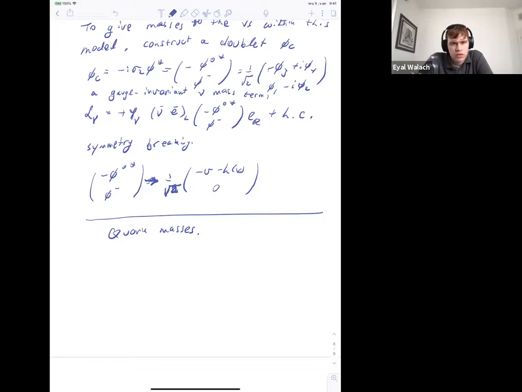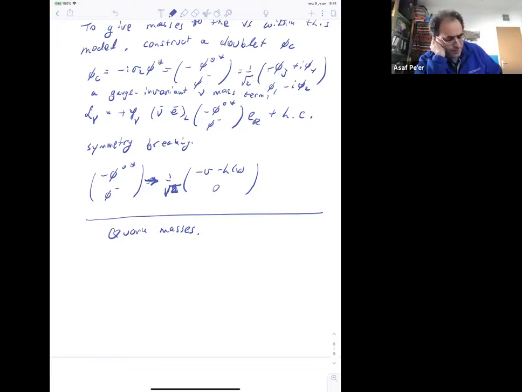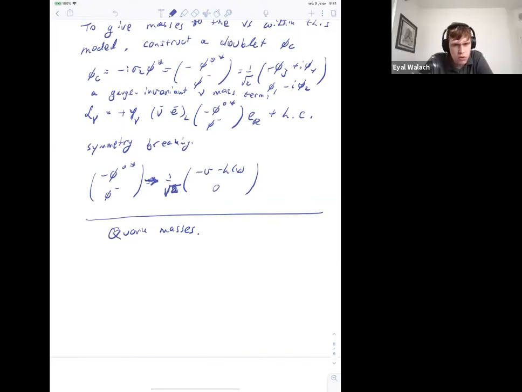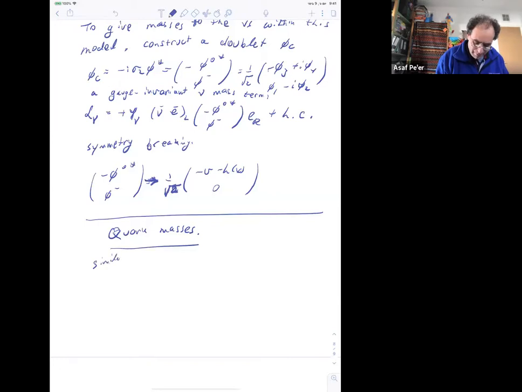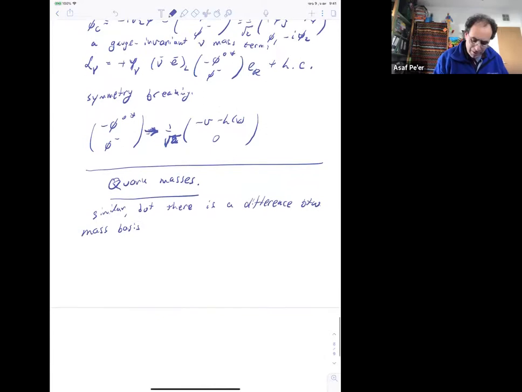Because there's another symmetry involved. Yes, what is that? The SU(3), the symmetry of the strong interaction. Okay. What I meant is something simple. We have a difference between the mass basis and the interaction basis. Remember, we have this CKM matrix. So we have different quark masses, so it's similar, but there is a difference between the mass basis and the interaction basis.